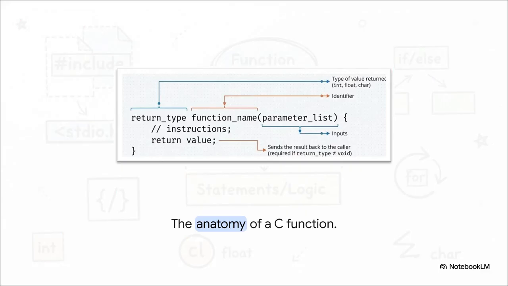Let's completely dissect how a C function is built. Starting on the far left, you've got the return type. This just tells the compiler, hey, expect an integer, or maybe a float, or a character to pop out at the end. Next is your identifier, literally just the function's name. Inside the parentheses, you drop your parameters, which are your inputs. And finally, inside those curly braces is where the magic happens. The instructions run, and that return statement fires the final result right back to exactly where the function was called.